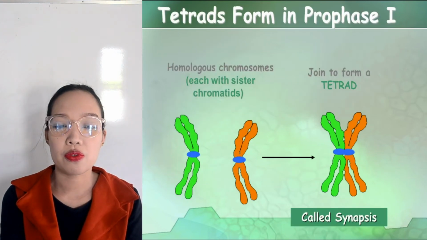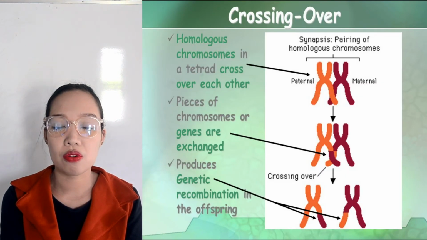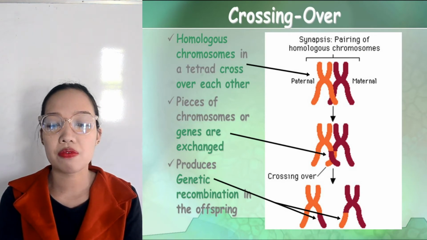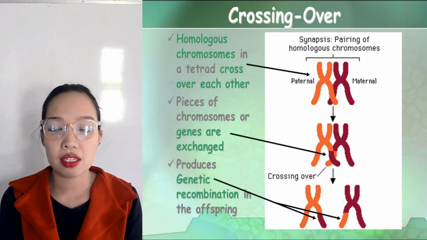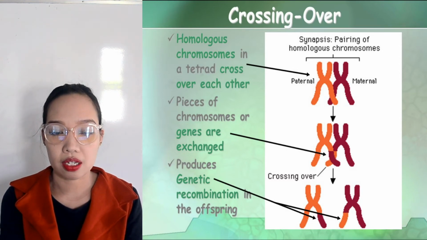Homologous chromosomes in a tetrad cross over each other. Pieces of chromosomes or genes are exchanged. This produces genetic recombination in the offspring.